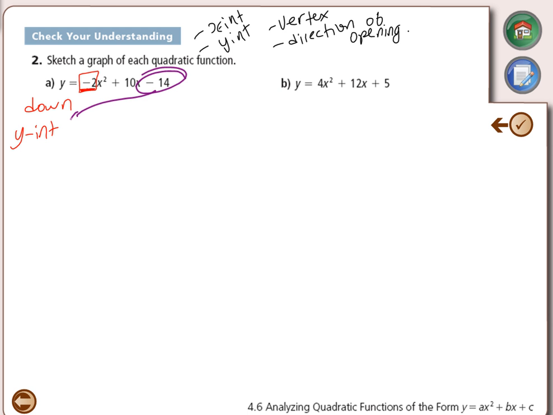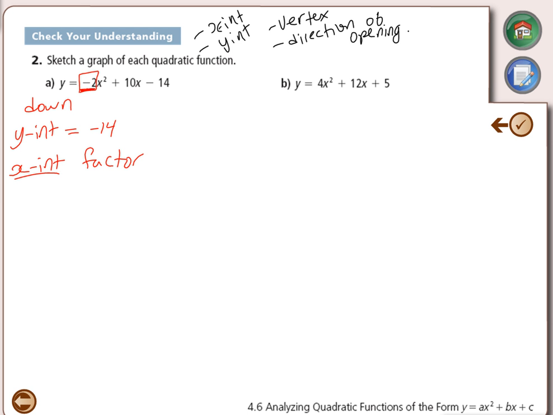Oh, I know where that is. That's sitting right here. I just pop that in there. Negative 14. Good. Now we've got to find the x-intercepts. X-intercepts, we're going to find that by factoring, or quadratic formula, or completing the square, whichever one you want to do.